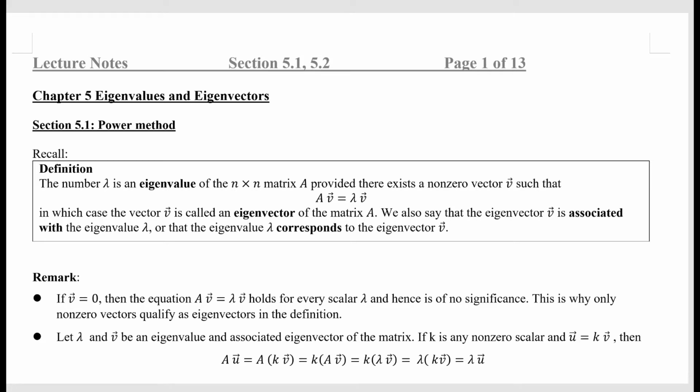Everyone, let's talk about Chapter 5, Eigenvalues and Eigenvectors, Session 5.1, Power Method. So first, let's recall the definition from linear algebra. The number lambda is an eigenvalue of the n by n matrix A, provided there exists a non-zero vector v such that Av equals lambda v.